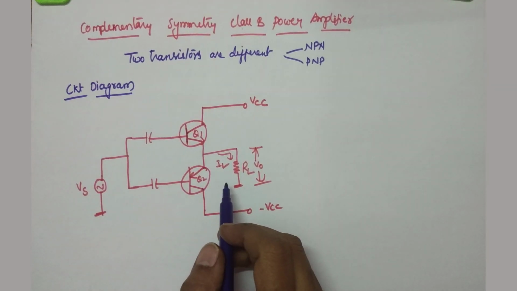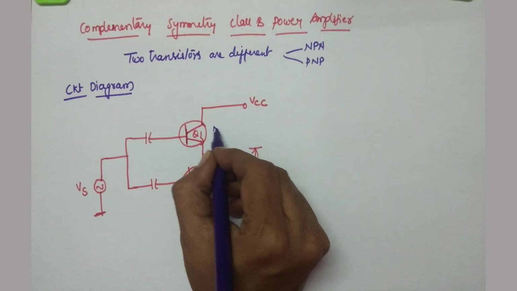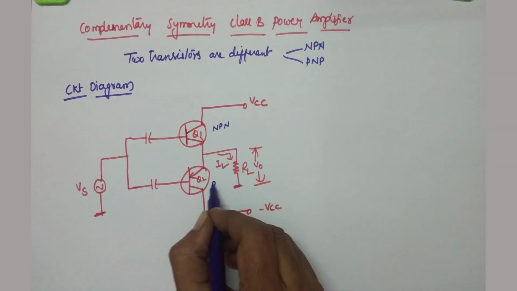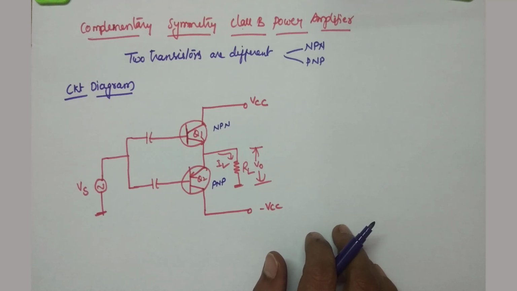This is a circuit of class B complementary symmetry. The first transistor is NPN type. This is NPN and this is PNP. Now if you compare this circuit with class B push-pull, class B push-pull consists of two transformers. One is the driver transformer, another one is the output transformer. The driver transformer is at the input side to drive the circuit and the output transformer is to take the output. But this complementary symmetry does not have any transformers, so it is very simple and lightweight.